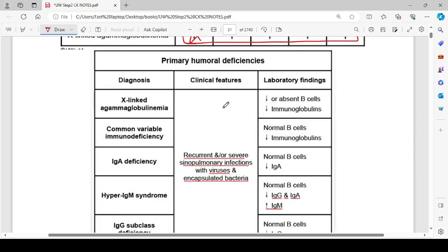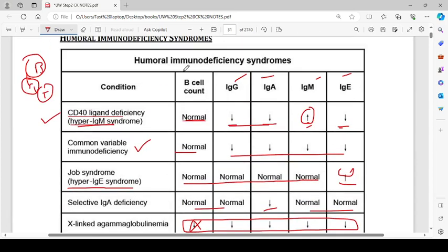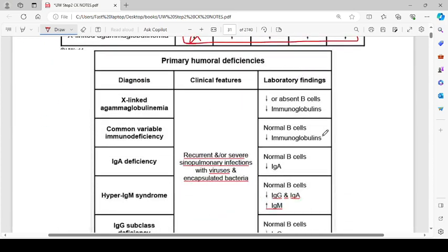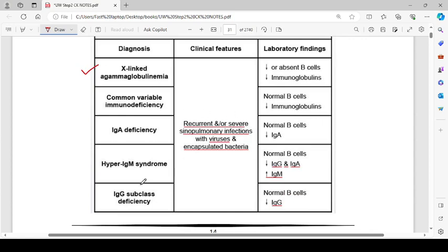Then there are primary humoral deficiencies. These were humoral immunodeficiency syndromes. So there is also a table about them. Primary humoral deficiencies, X-linked agammaglobulinemia. For all of them, recurrent or severe sinopulmonary infections with viruses and encapsulated bacteria occur. So in X-linked agammaglobulinemia, there are decreased or absent B cells and decreased immunoglobulins.